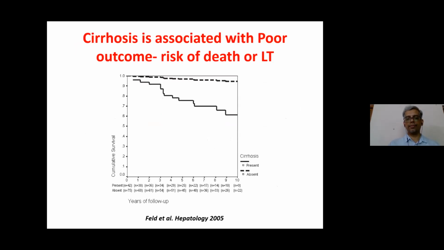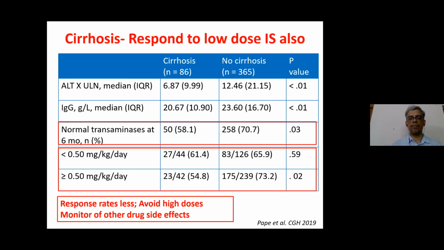So before I end my talk, I'll take you through a few special groups. One special group is cirrhosis. We know that cirrhosis patients are associated with a poor outcome and increased risk of death and liver transplantation as compared to those who do not have cirrhosis.